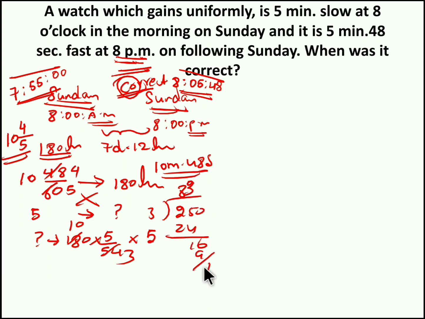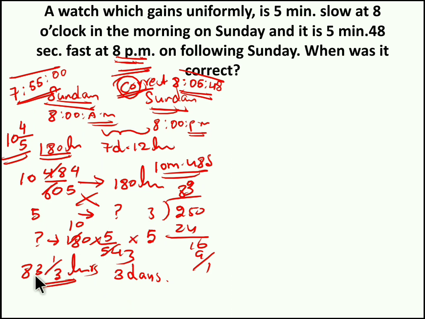3 times 9, remainder 1. So you can write it this way: 83 1/3 hours after 8 am, it displays the correct time. So 83 1/3 hours means, in 83 hours we have 72 hours. So 72 hours is nothing but 3 complete days.